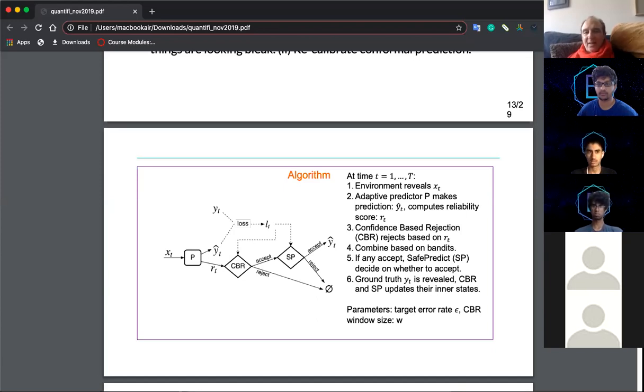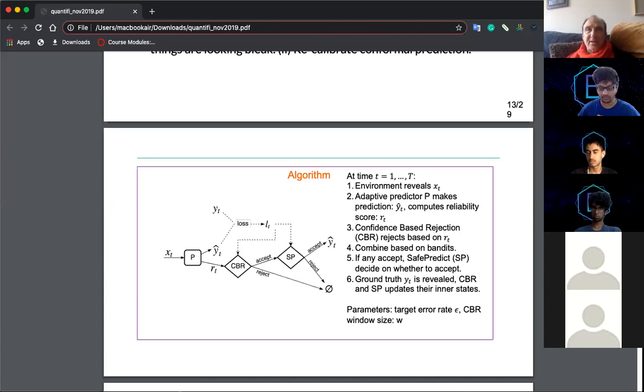And then the part that we really did invent was the next step. If conformal prediction says accept, meaning yes, I'll act on that prediction, there's one more filter, called SafePredict, which says, you know what, maybe not. Maybe we're not going to accept, because conformal prediction and P together have not been doing so well for me lately. So I'm going to reject.